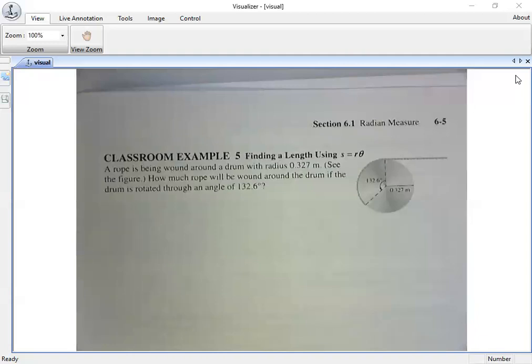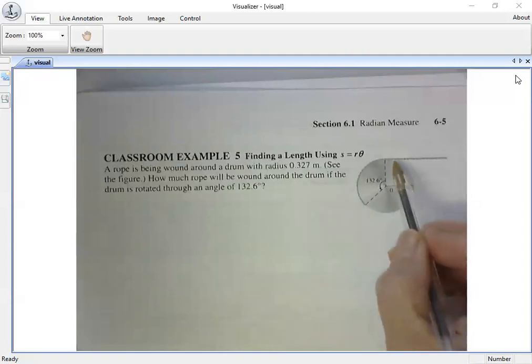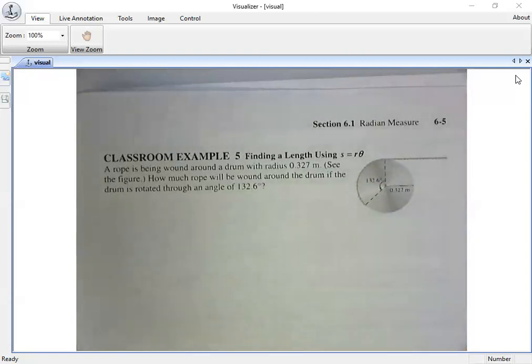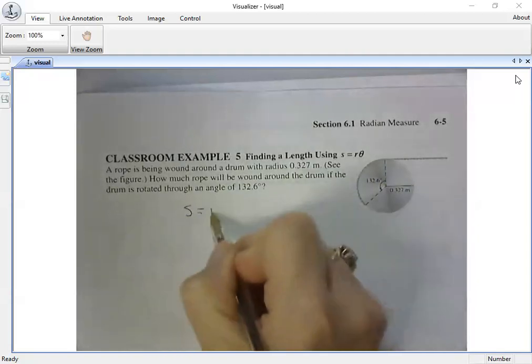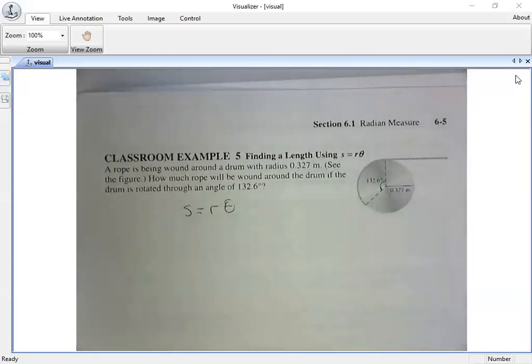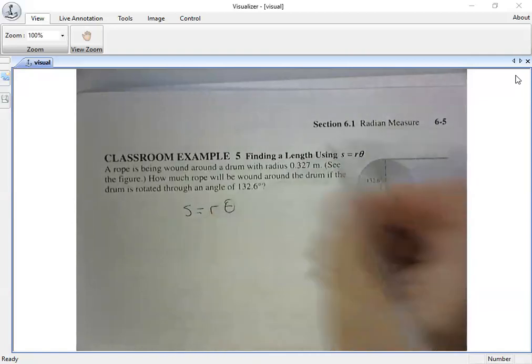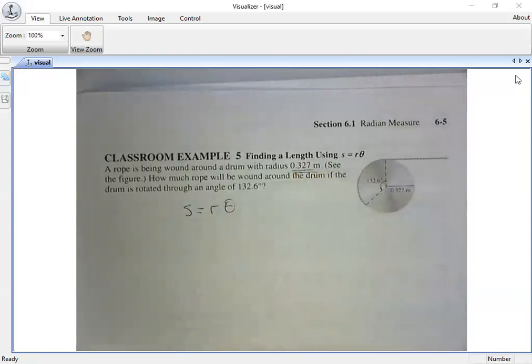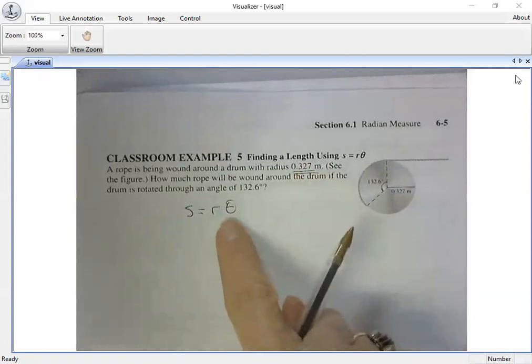So could we figure out what would be this length of rope that is now wound up on the drum, using the formula we just discovered? Yes, we should be able to. Let's see if we've got all the pieces, because I know S is going to be that sector length. What did they tell me the radius is? Okay, my radius is 0.327, but what did they tell me that the angle measure is?